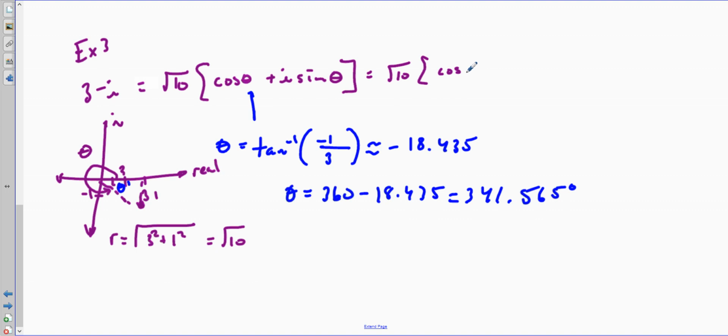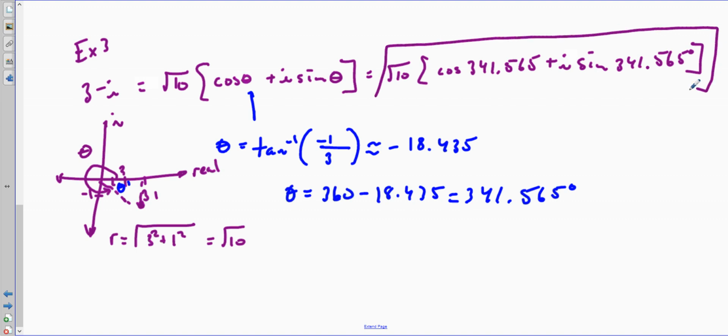So if we continue here, we can say that this is actually the square root of 10 times the cosine of 341.565 degrees plus i sine of 341.565 degrees. And that, my friends, will give you this complex number in trigonometric form. All right, cool.